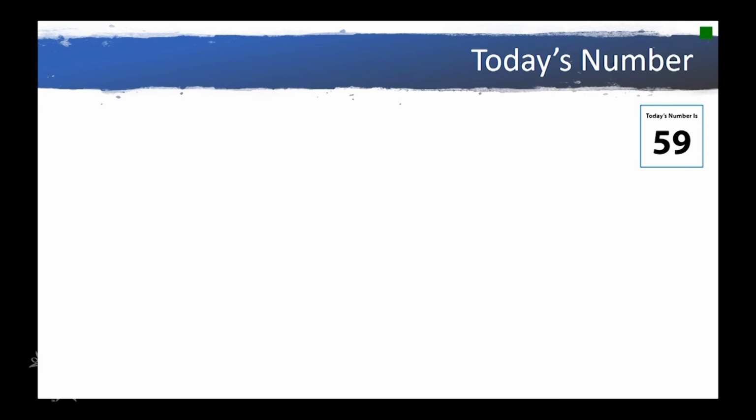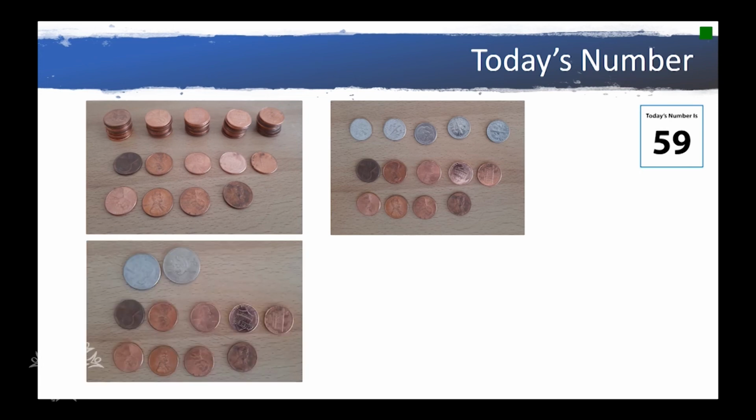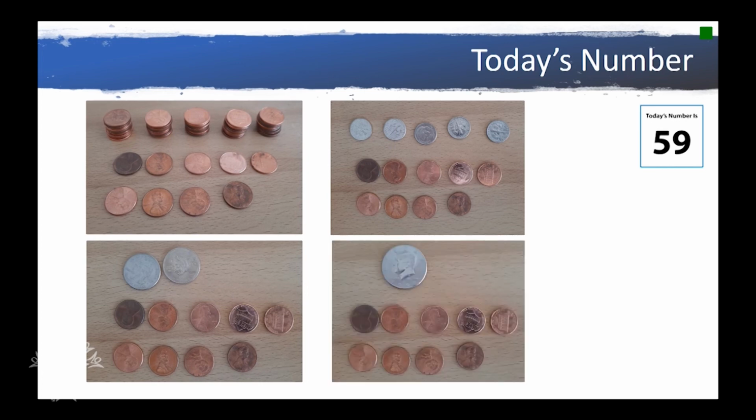You might think of 59 as 59 cents. We could make 59 cents with 59 pennies. We could make 59 cents with 5 dimes and 9 pennies, or with 2 quarters and 9 pennies, or with a $50 and 9 pennies. These are just 4 of many ways that we can make 59 cents using coins. Can you think of a different way to make 59 cents?